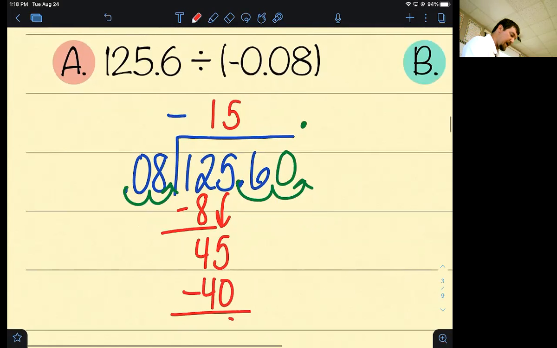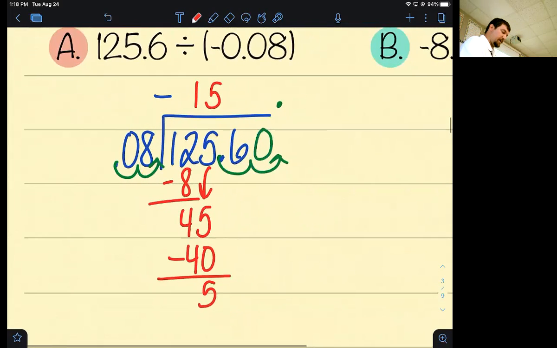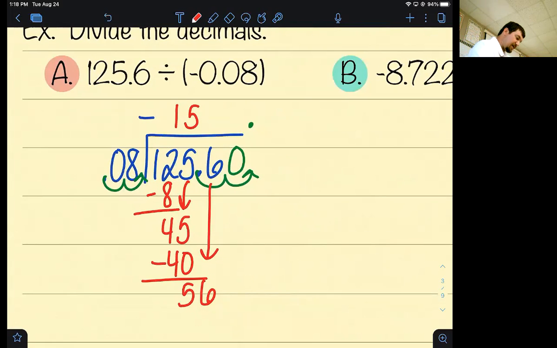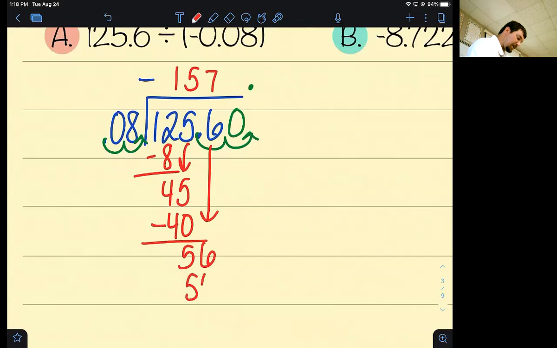I have to make sure that I am lining up my numbers correctly. I get 5 as my remainder. I drop down the next digit, which is 6. Jimmy, how many times does 8 go into 56? 7. Exactly 7 times. I'm going to subtract. I'm going to get a remainder of 0, but I'm not done because I still have a spot right there.